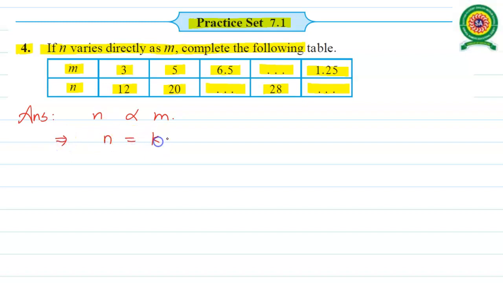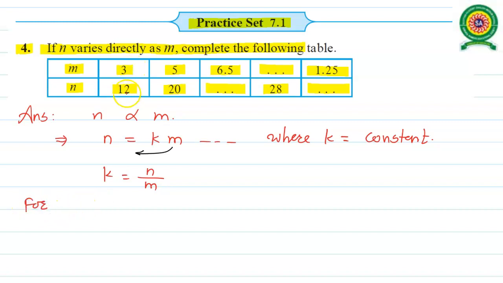So n equals k times m, where k is the proportionality constant, or in simple words, a constant. To find the value of k, shift m from the right-hand side to the left-hand side. m is the multiplier; after shifting it becomes a divisor to n. As per the table, we may choose the first column or the second column. It depends on you only.